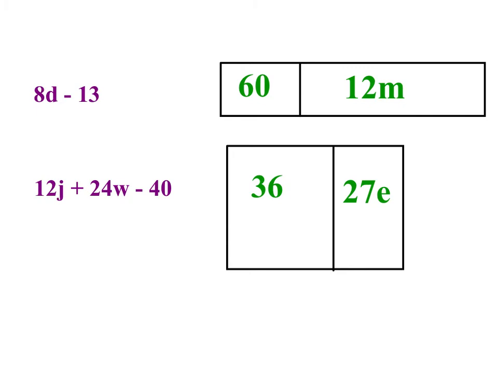So let's practice that a couple times. Here I have 8d minus 13. I'm looking for the greatest common factor of 8d and 13. And you might notice the greatest common factor is 1, which means this one cannot be factored. So it's already in its lowest terms, okay?